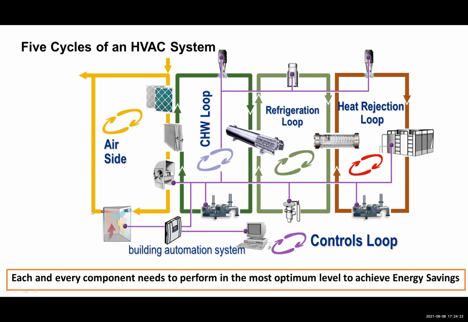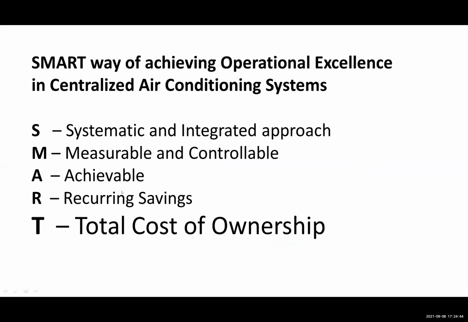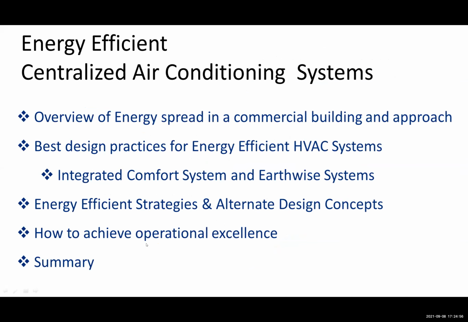So coming back to this, it's very important to handle each and every component of this loop at optimum level to achieve the energy saving for us, to keep the total cost of ownership down, based on the life cycle cost analysis. It is not just the first cost. There's so much hidden cost lying below the level. And to get a smart building, smart system, smart city, we have to have a systematic integrated approach, measurable, controllable, achievable, recurring, and total cost of ownership is very important for us.